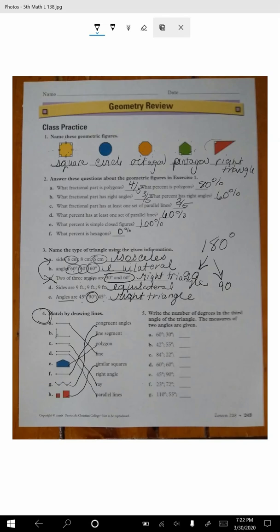Okay, number 5. Write the number of degrees in the third angle of the triangle. Measure the two angles given. All right, so all triangles, how many degrees do they equal? 180. Okay, so if we have 30 plus 60, that's 90. 90 from 180 is 90. 42 plus 55. Do you get 97? I do. I think I'm right. 97 from 180. Well, if I go up 3, that'll take me to 100. 3 plus 80 would be 83.